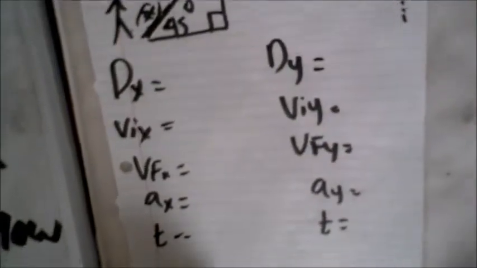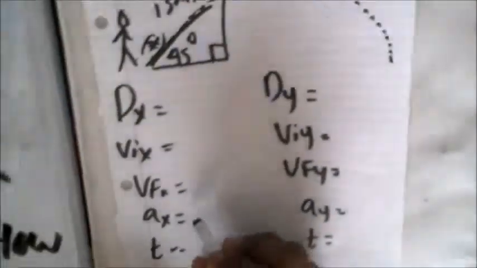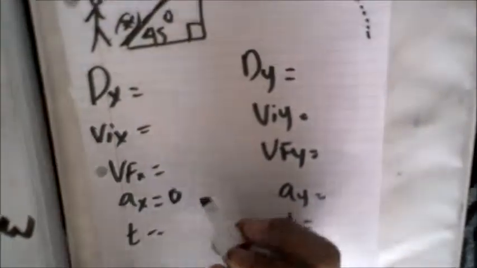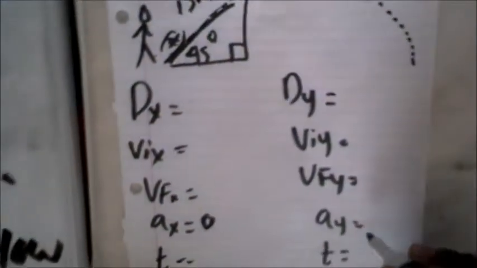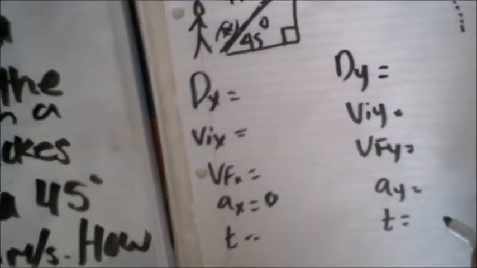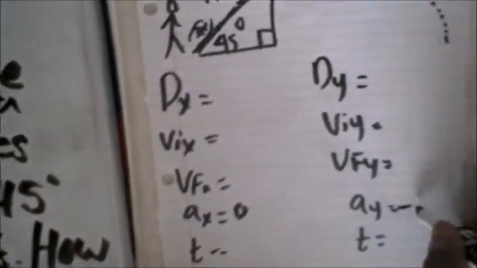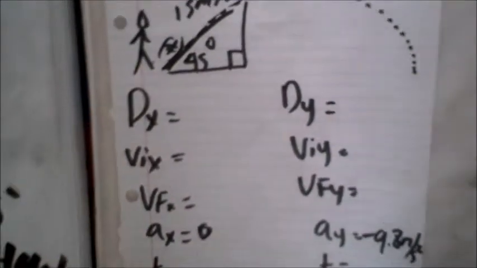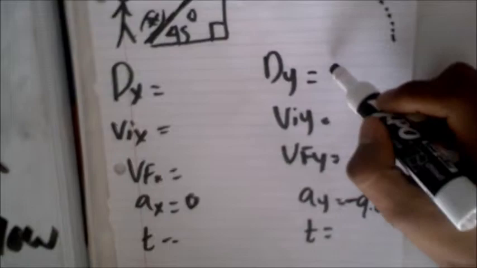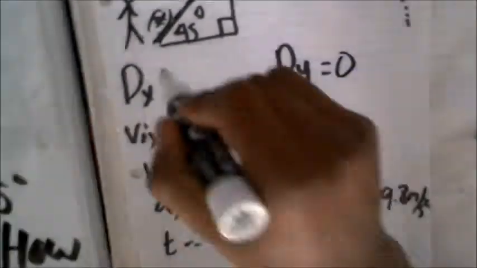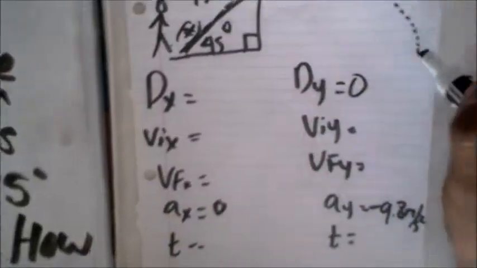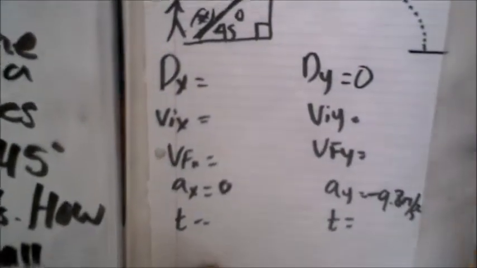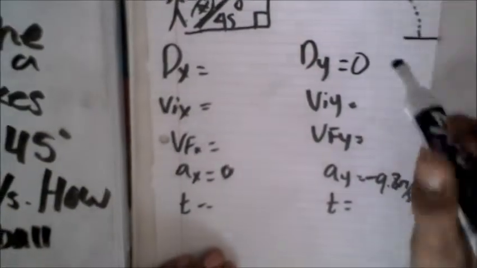So what we need to do now is find the acceleration. We know the acceleration in x equals 0, and the acceleration of falling down is negative 9.8 meters per second squared. We also know that the displacement of y equals 0, because the ball starts here when he kicks it off, and it comes down at the same height it was. So displacement would be 0 for this case.